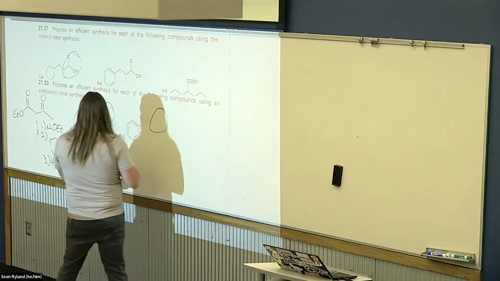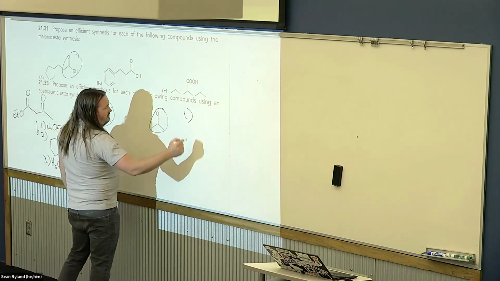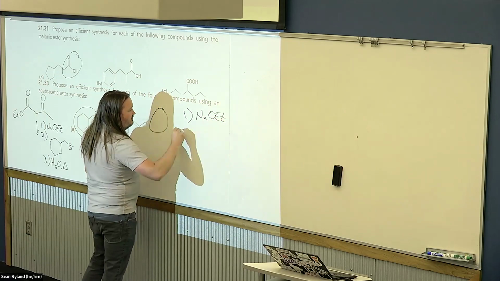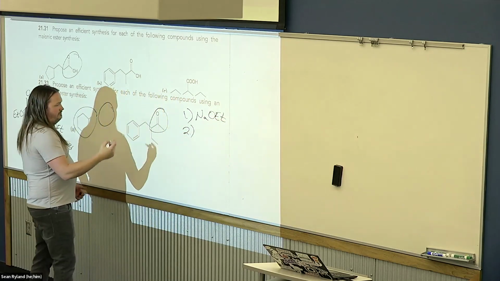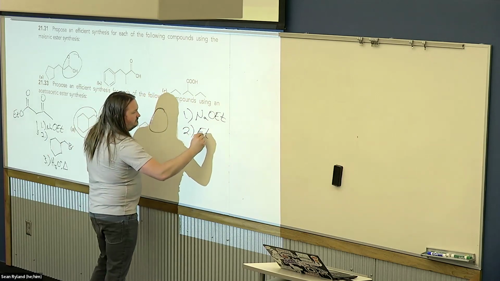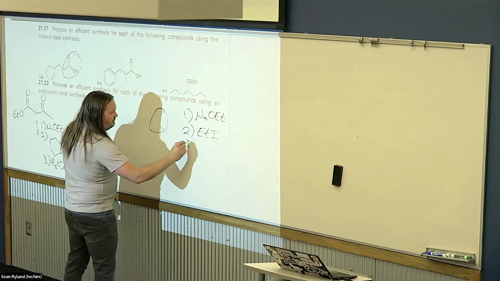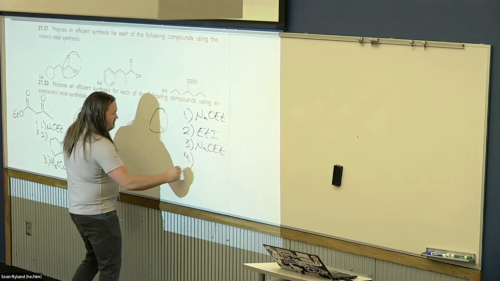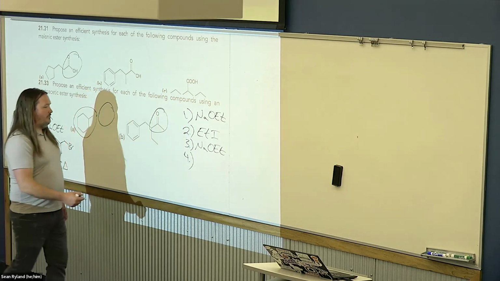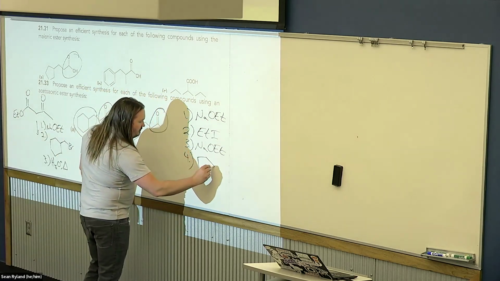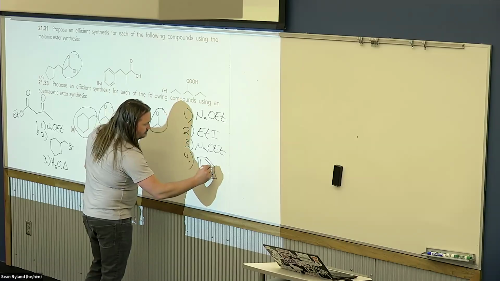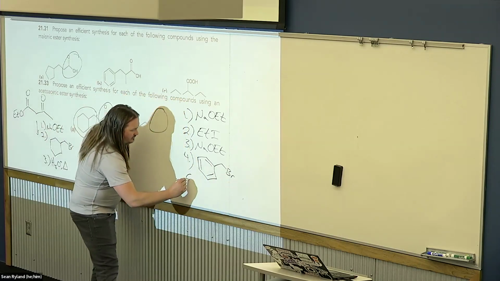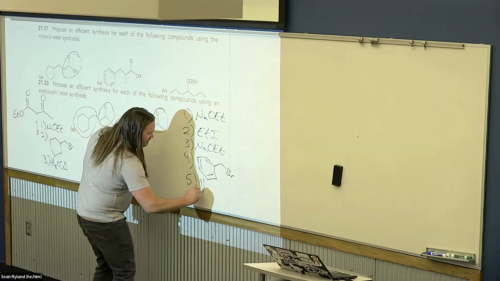So for B. 1, NaOEt. 2, do the ethyl iodide. 3, NaOEt. 4, we'll do benzyl bromide. Acid.